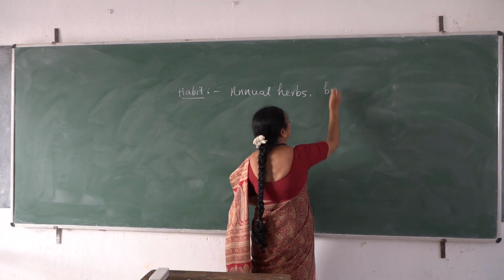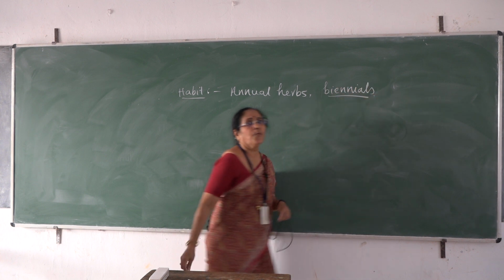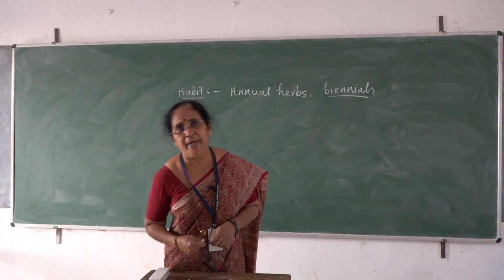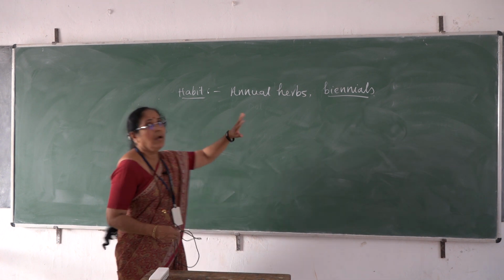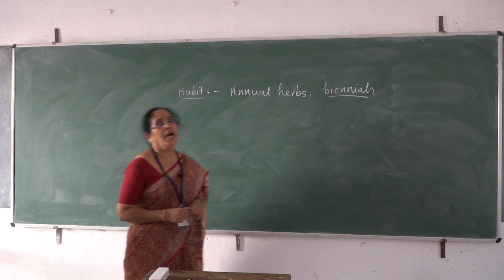Annual, or some plants may be biennials. Few plants may be biennials. Biennials means they take 2 years to complete their life cycle. The plants complete their life cycle in 2 years. But it's not the common feature. The common feature is the annual herbaceous plants.